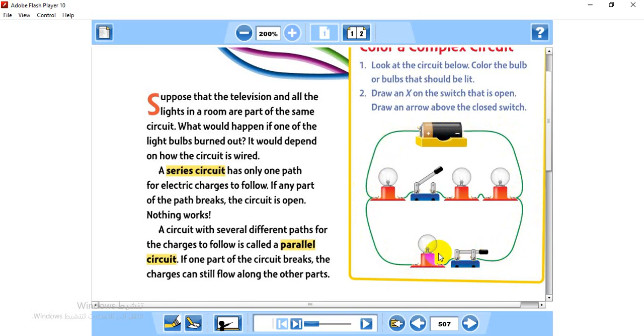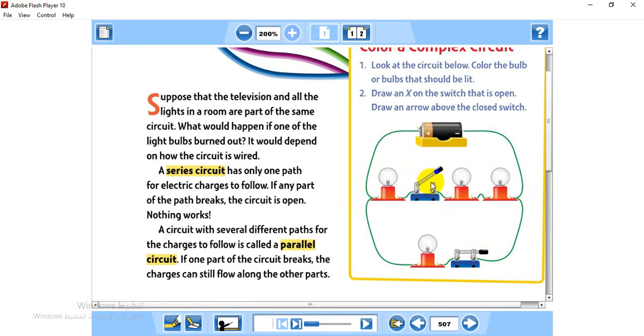Okay guys, this is what I mean. You have to write that the light here will be on, it will work without any problem. And the lights here are off, and the switch here is open. For that reason you have to draw an X here. Okay guys, I think you understand what I mean.